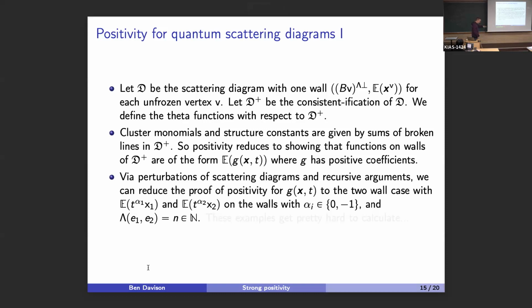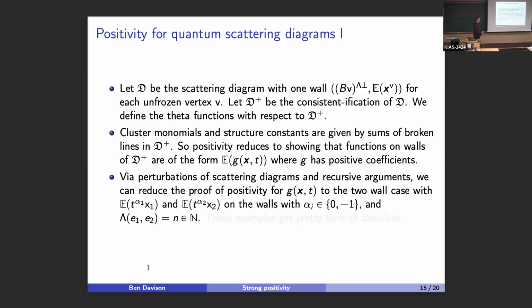Well, if you've gone all the way through Gross-Hacking-Keel-Kontsevich, you sort of know what to do next. You do a lot of scattering diagram techniques, perturbing things, working order by order, recursive arguments, to somehow get the statement you want down to the simplest possible statement. That is where you have 2 walls meeting and your lambda is 1. So the thing that is solved by the quantum dilogarithm, where you can just see that all of the functions on the walls are positive.